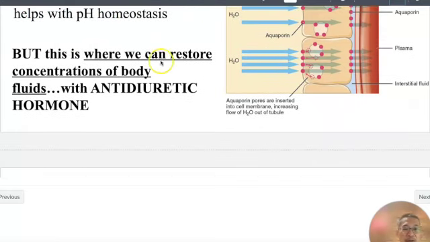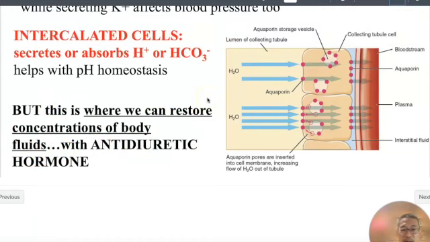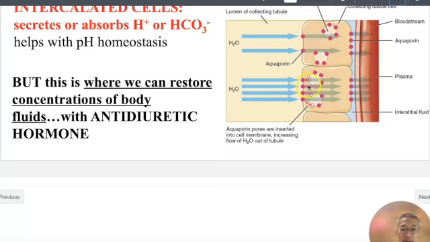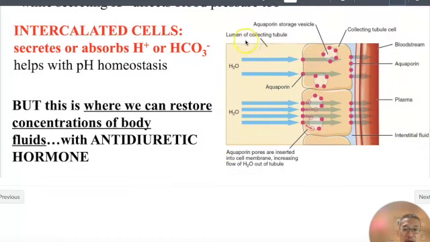But this is where we can restore concentration of body fluid with ADH. Remember ADH if you are dehydrated. More water will be reabsorbed here, and then into the peritubular capillaries. So this part right here would be the lumen of the collecting duct. This is a collecting duct.